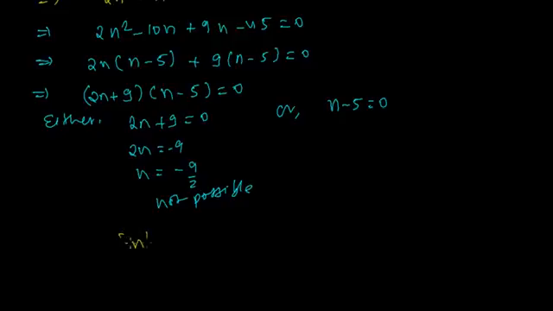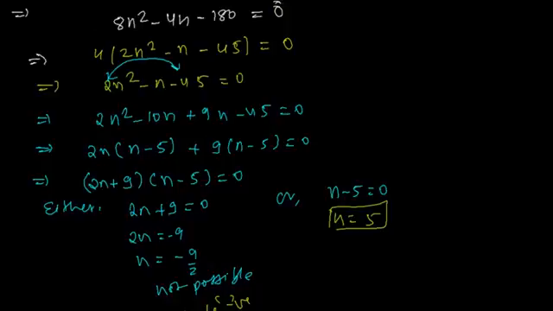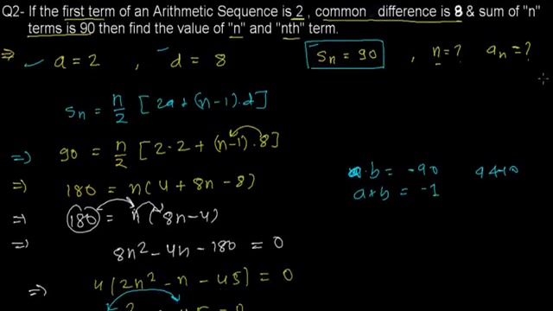n can't be negative and can't be a fraction. n is an integer. So therefore n equals 5. So you got the value of n. The question was asking what is the value of n, and now we are saying the value of n is 5.